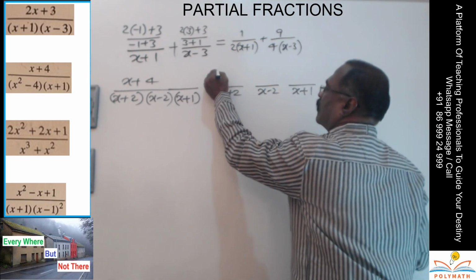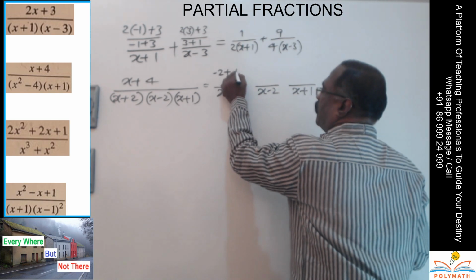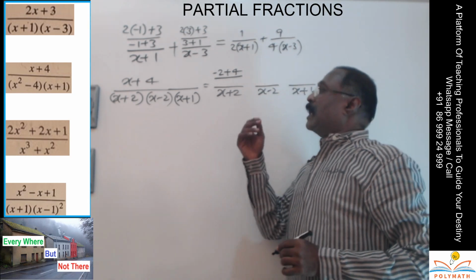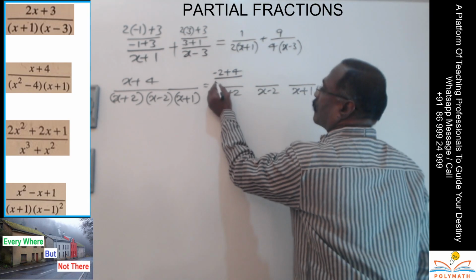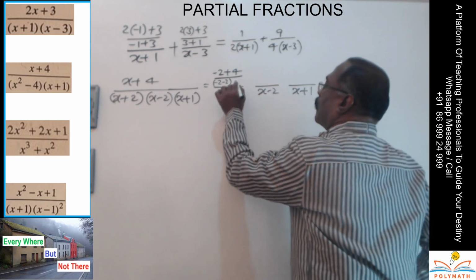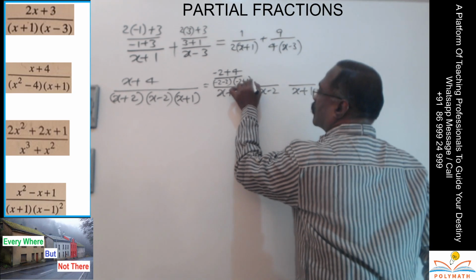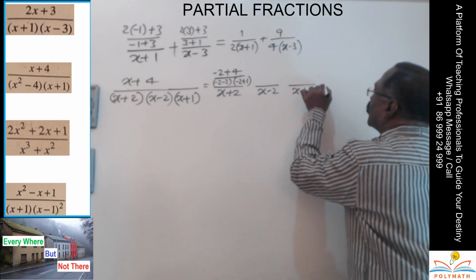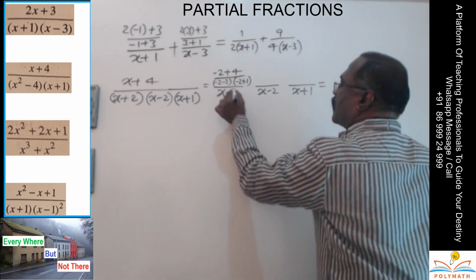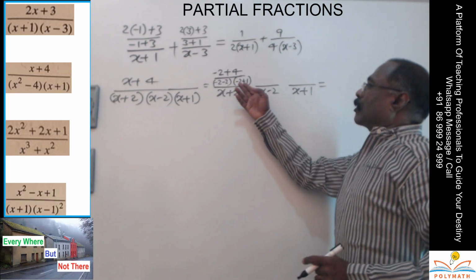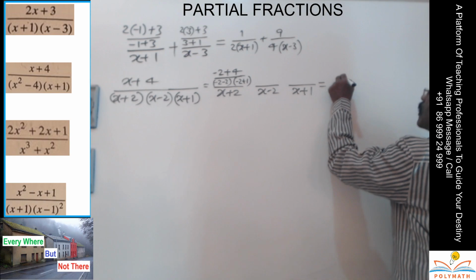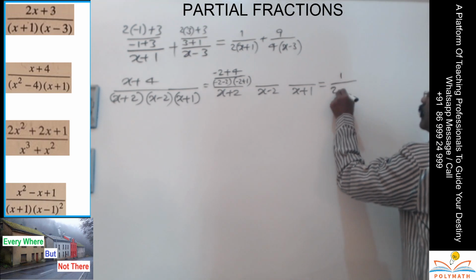Let me write, because it is the beginning of the second problem. Minus 2 plus 4 divided by minus 2 minus 2, this one, minus 2 plus 1. Done. So what should it be? Let me write that. 2 by minus 4 into minus 1, that is 4. 4 by 2 by 4. 2 by 4 is 1 by 2. So it is 1 by 2 into x plus 2.